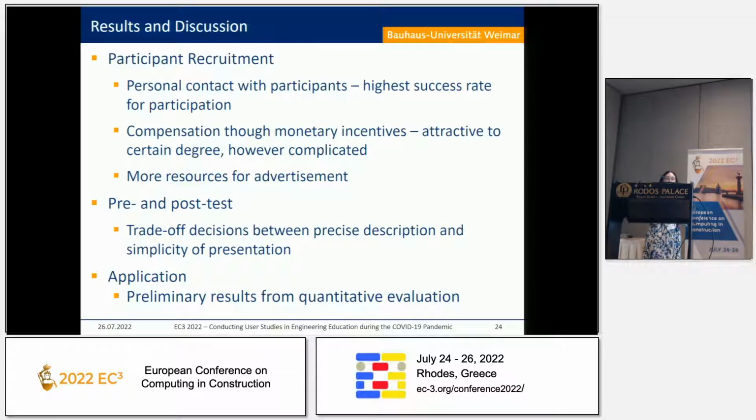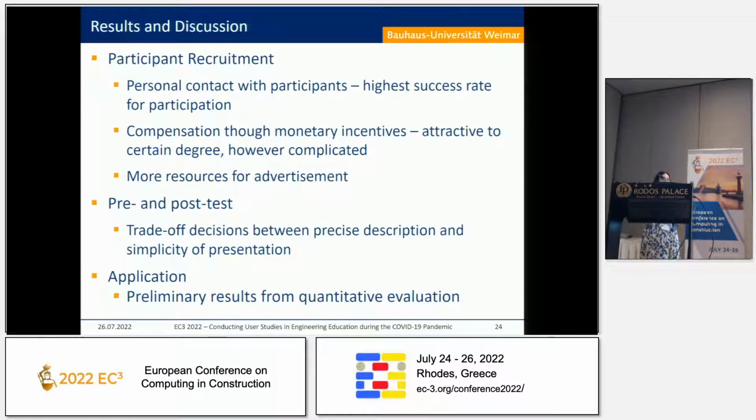The compensation is somehow okay, but it sometimes also gets complicated. I had many discussions with my students on what kind of voucher they want, and they don't want to have Amazon and so on. So there are also some political statements in there. And we definitely have to use more resources for advertising this kind of remote studies. During the formulation of the pre- and post-test questions, we saw that there's a definite trade-off between how precisely we formulate a question and how simple the presentation has to be.